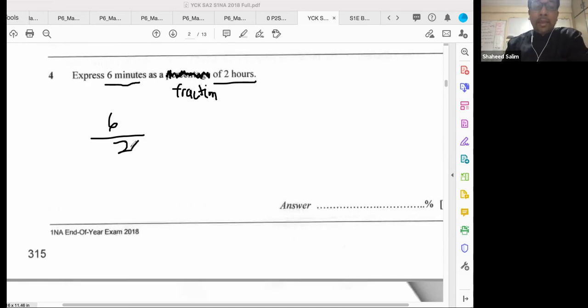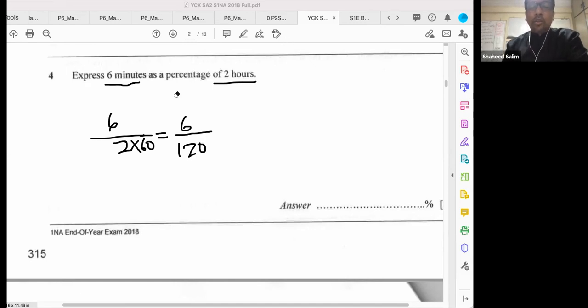You must make it the same. How to make it the same? 1 hour, 60 minutes, 2 times 60. So what do you get? 6 over 120. Because they want it as percentage, you don't need to bring to lowest terms. Don't waste your time bringing it to lowest terms. Just times by 100. That's it. Just times this by 100 and you will get your answer. What do you get? You will get, as Heian says, 5%. Is it true it's 5%?